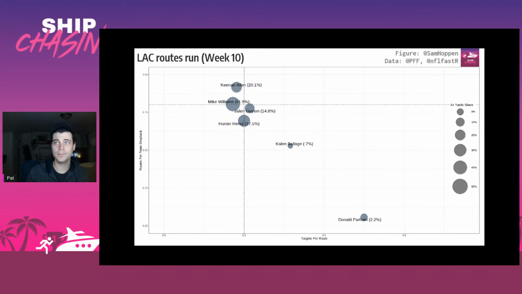Mike Williams ran around on 81% of dropbacks, 16% targets, 42% air yard share, and a whopper of 0.53. A 19.2 8-out, which is a bit deeper than ideal. So, would like to see Allen getting some more intermediate targets. Would like to see Mike Williams getting some more intermediate targets.